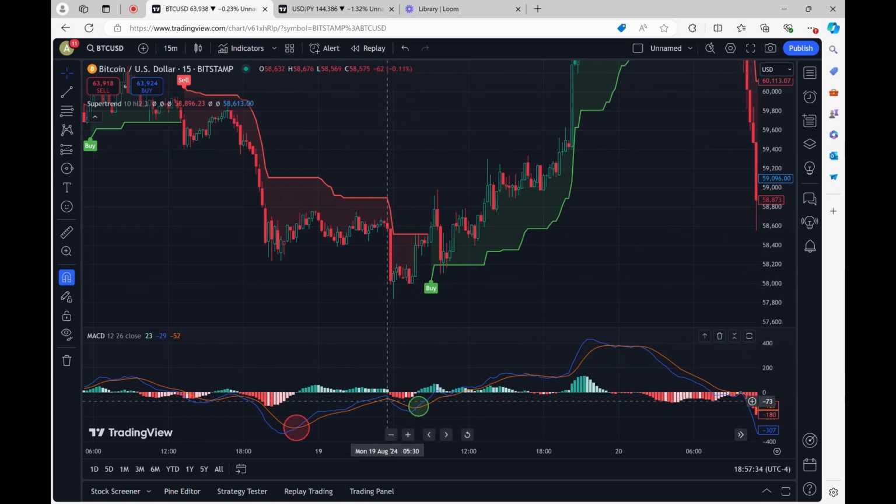And what we see is that it actually just continues down. But then later on, we get the same crossover signal from the MACD line crossing above the signal line while below the zero line. And a little bit after that, we get this green buy confirmation signal from the super trend.